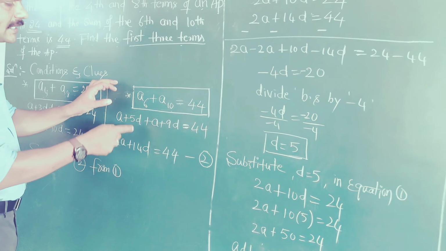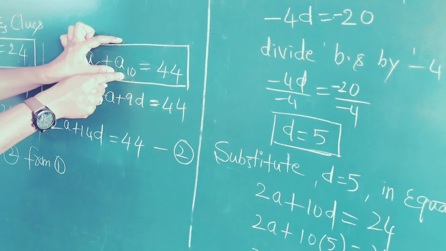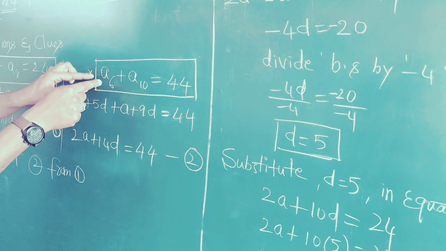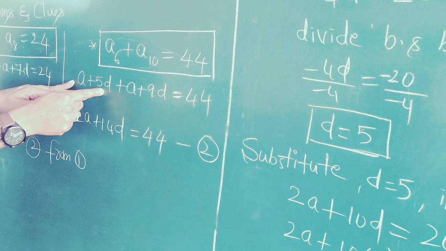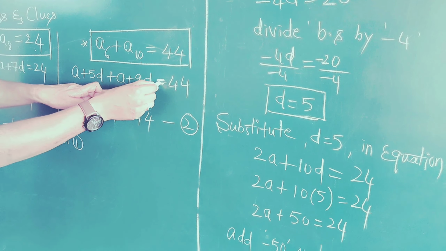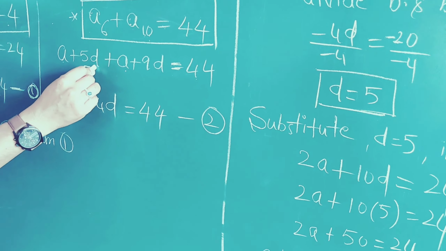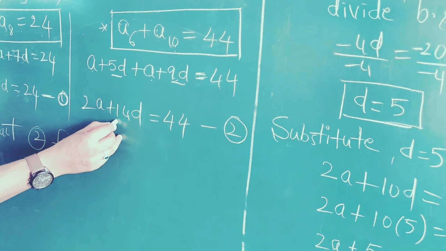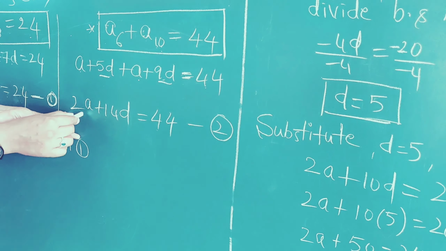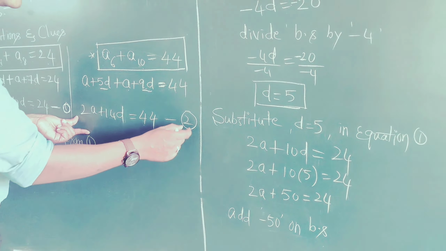Now the second condition is the sum of the sixth term and 10th term, which is 44. The sixth term in general is A plus 5D, plus the 10th term, A plus 9D, is equal to 44. A plus A is 2A, 5D plus 9D is 14D, and this equals 44. What we got is 2A plus 14D is equal to 44. We will mark this as equation 2.